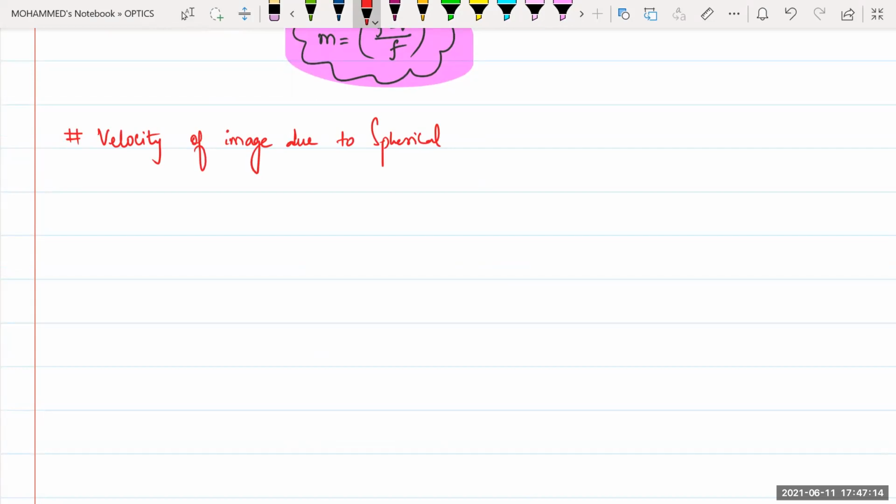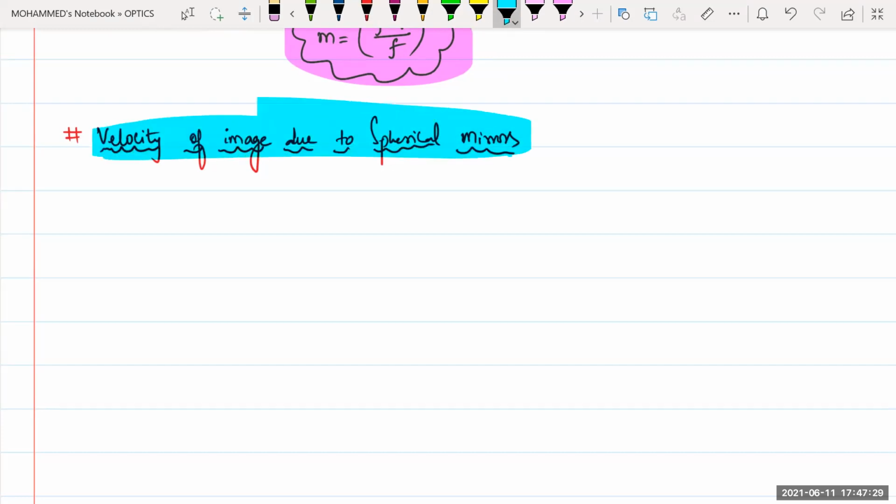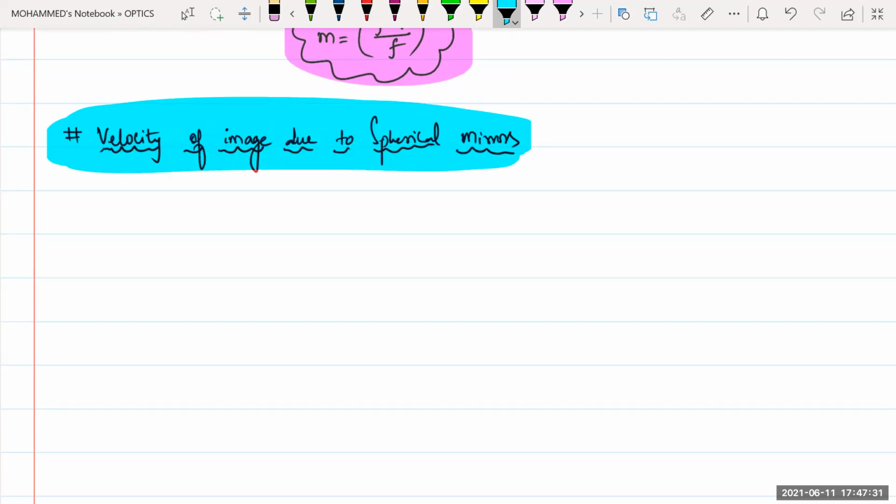So in the same way, now we are talking about the velocity of image due to spherical mirrors. That was for which mirrors? Plane mirrors. Now this is for spherical mirrors. Spherical mirror means both the convex mirror as well as the concave mirror. So for both of them, we'll be talking right now here.